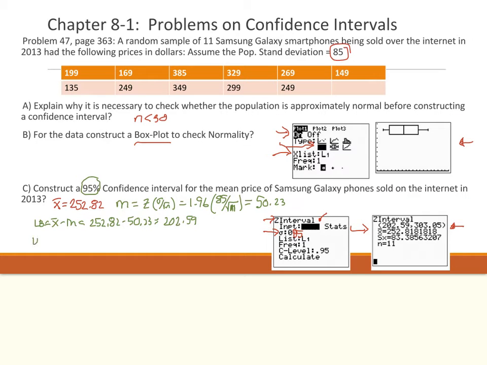And then we have an upper bound of our confidence interval, which is x bar plus m, which is equal to 252.82 plus 50.23, which is equal to 303.05. So these two values, our upper and lower bound, match with what we got on the calculator.